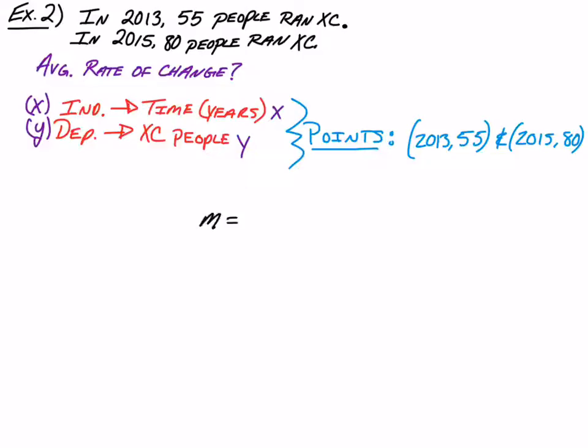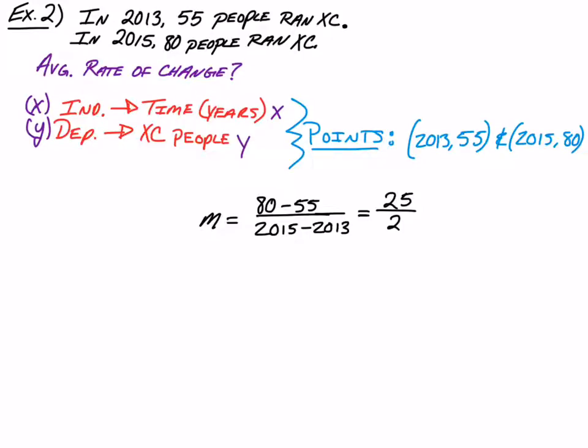So our slope, remember we subtract the y's on top, so 80 minus 55 on top, or you could do 55 minus 80, not going to matter here, as long as we keep things in order. And then since we did 80 first on top, we'll do 2015 minus 2013 on bottom, which should give us 25 over 2. Now another really important distinction we need to make for pre-calc.